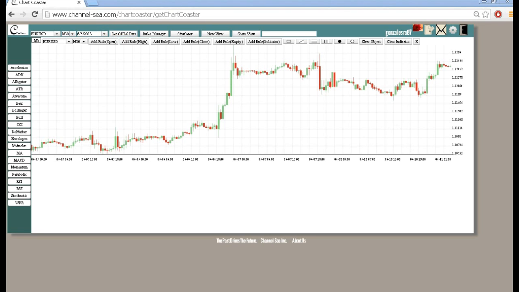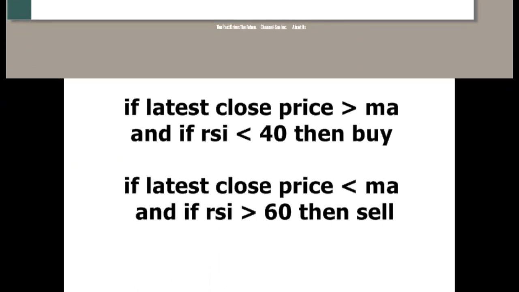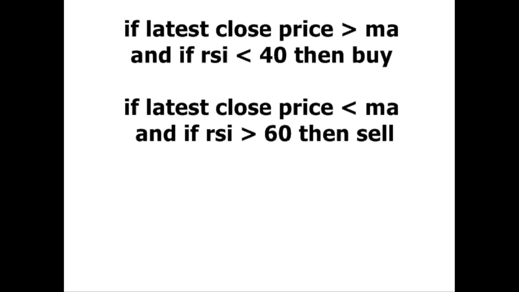As I mentioned earlier, applying a rule is like commanding the system to do some analysis for us. So here, we're going to apply this kind of rule. If the latest close price is greater than MA, and if RSI is lesser than 40, then buy. If the latest close price is lesser than MA, and if RSI is greater than 60, then sell.